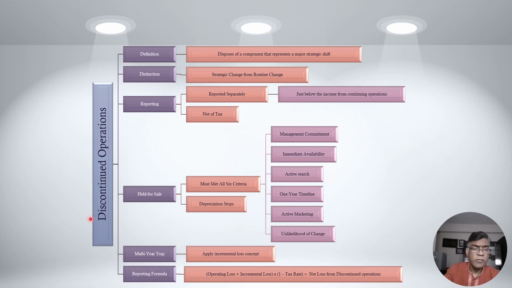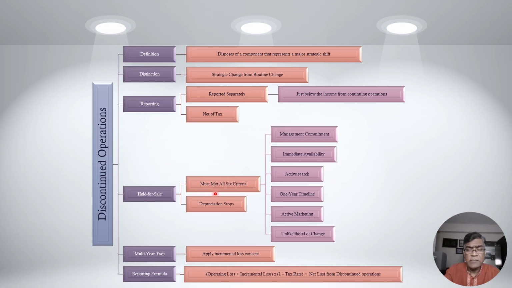Let's summarize the concepts of discontinued operation: definition, distinction, reporting, held for sale, multi-year trap, reporting formula. So definition, very simply: disposing of a component that represents a major strategic shift. A strategic change, not a routine change. Reporting: reported separately, just below income from continuing operations, and the amount should be net of tax.